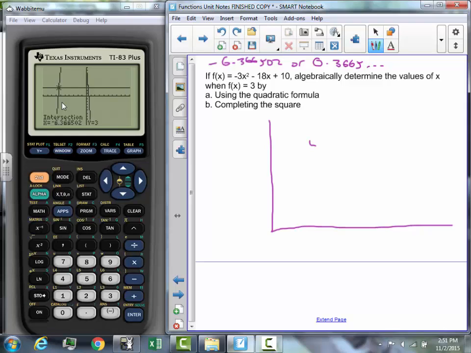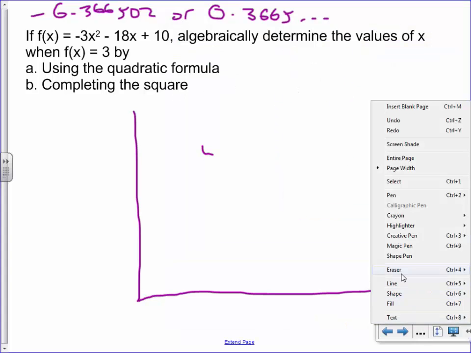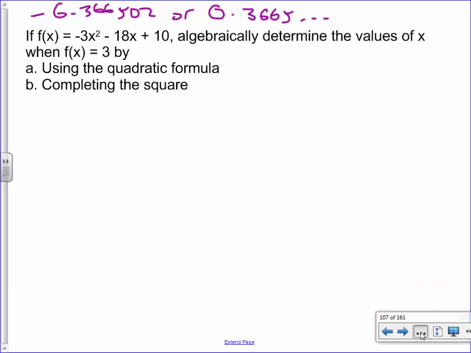Okay, is everybody able to get those 2 answers for x? My goal now is to try to find those values for x, but not use our calculator. We're going to confirm it using either the quadratic formula or by what we just learned, completing the square. So let's try the quadratic formula first. You're going to take minus 3x squared minus 18x plus 10, and you want to see where it equals 3.